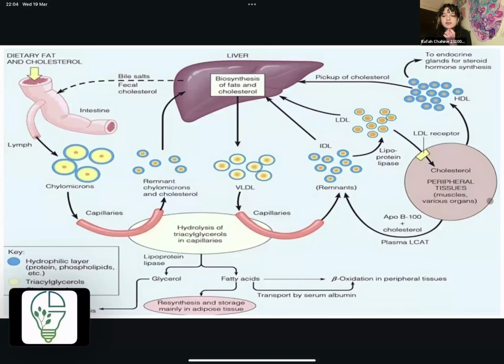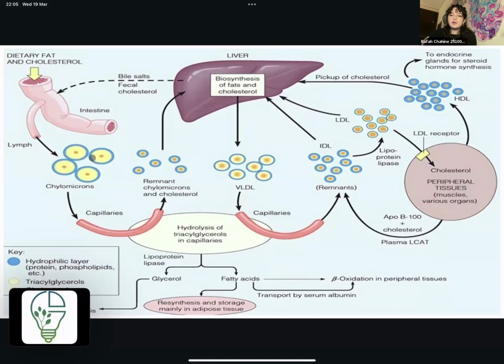But to break this down for you, honestly, I hate this diagram. Ever since first year, I just didn't get it. But alhamdulillah, I got it now and I can explain it to you. So firstly, let's just start from here. We ingest something, right? Dietary fat and cholesterol will go to the small intestine. And we said that they're going to be packaged as chylomicrons in the small intestine. So we get these chylomicrons.